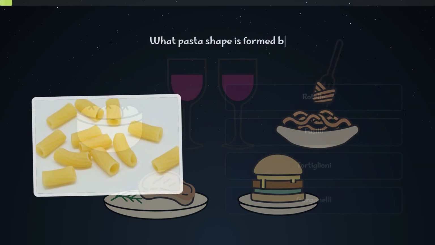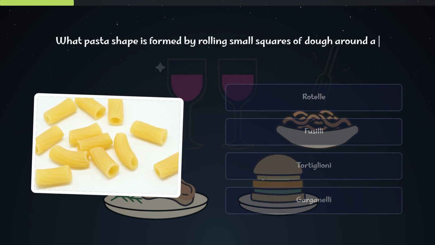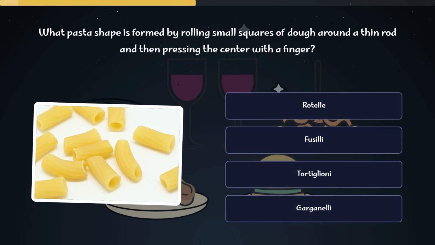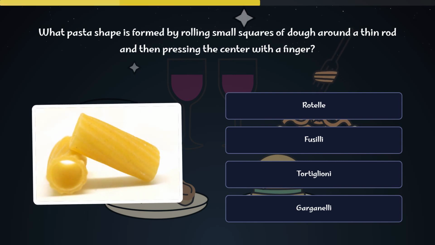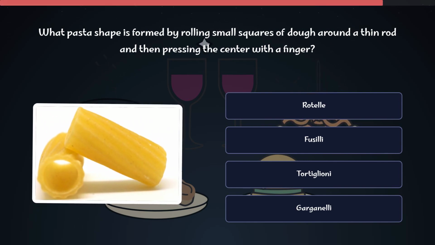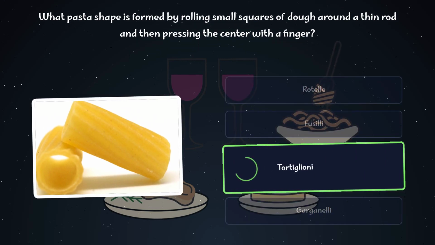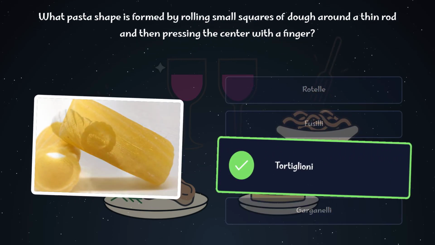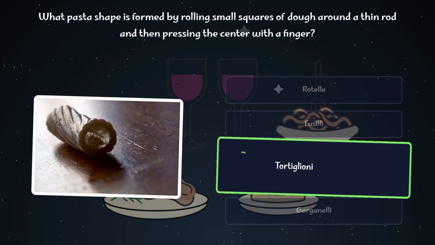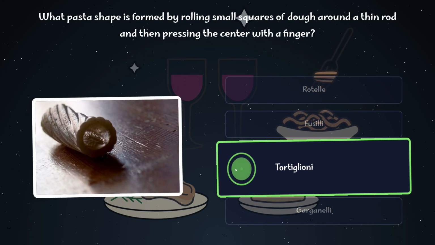What pasta shape is formed by rolling small squares of dough around a thin rod and then pressing the center with a finger? Tortiglione is formed by rolling small squares of dough around a thin rod and then pressing the center with a finger. The result resembles a hollow tube with ridges on the outside.